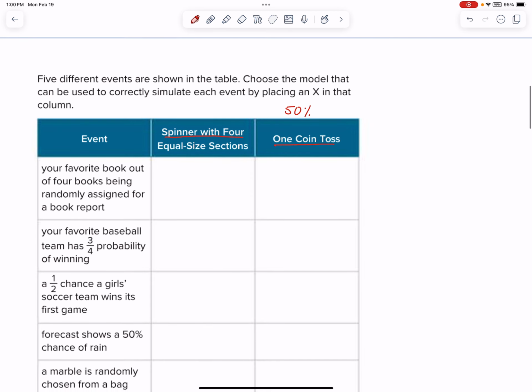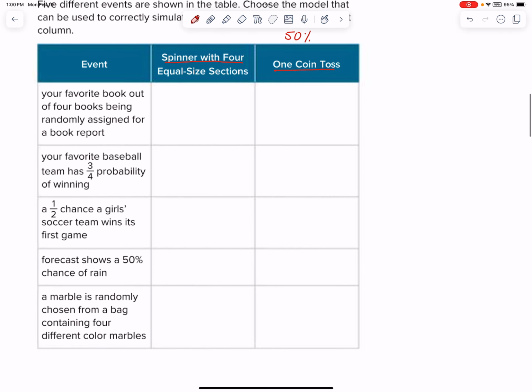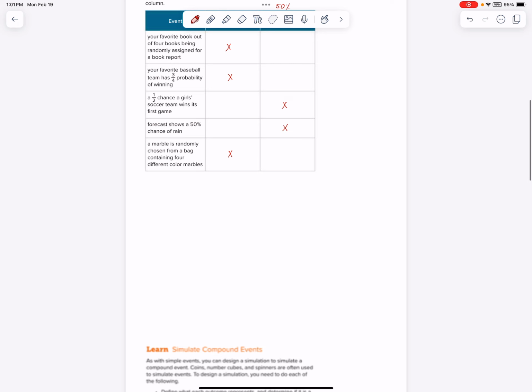It says place an X in the column for the correct simulator. So your favorite book out of 4 books is randomly assigned. Obviously, if it's out of 4 books, we would use a 4 equal size section spinner. Favorite baseball team has a 3/4 probability, obviously a 4 equal size section spinner. A 1 out of 2 chance girls win the first game. Obviously, a coin would work well for that, 1 out of 2. 50% chance of rain, coin would be perfect. And a marble chosen from a bag containing 4 different colored marbles. Obviously, a 4-section spinner would work to simulate that event.